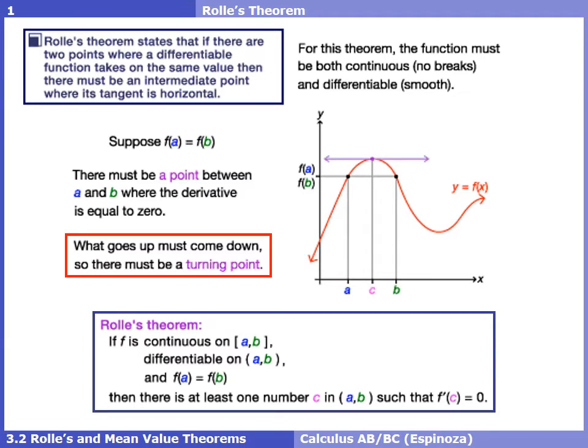So Rolle's theorem has a few conditions. f has to be continuous from A to B, it has to be differentiable from A to B, and f of A is equal to f of B. If all three of those things are true, then we know there's at least one number between A and B, and we're going to call that number C, where f prime at C, the derivative at point C, is equal to 0.